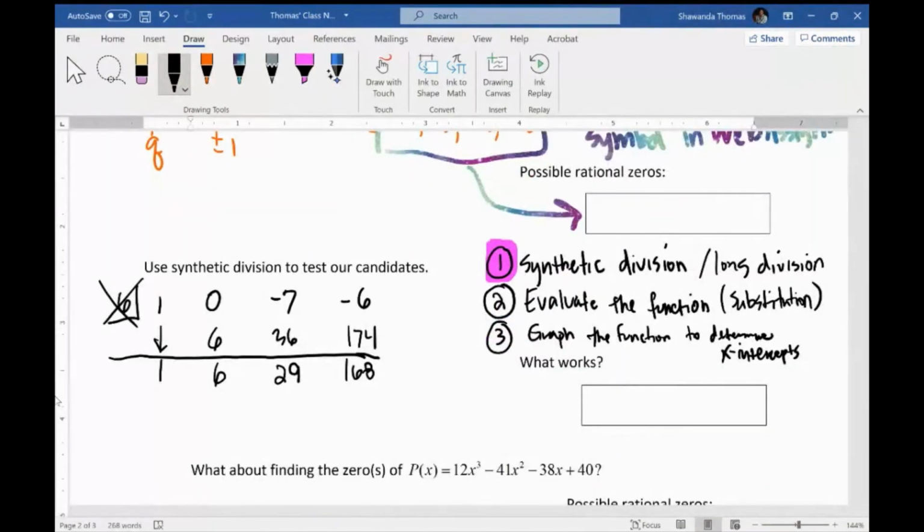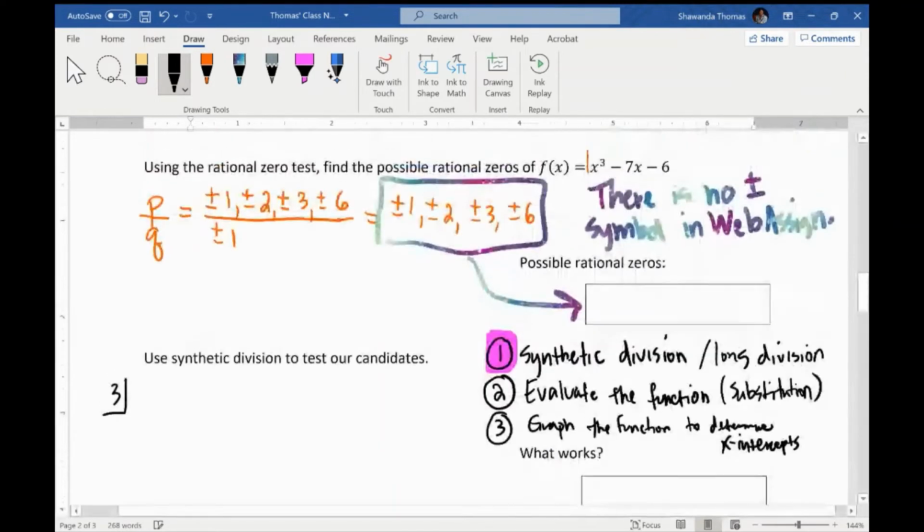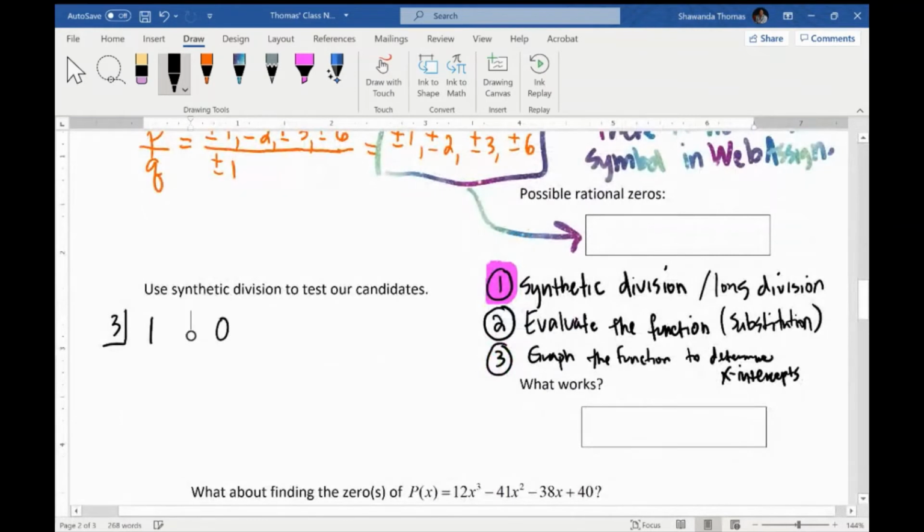So I'm gonna erase this. Somebody else give me another possibility. We're gonna test it out. 3. All right, let's try 3. 1, 0, -7, -6.